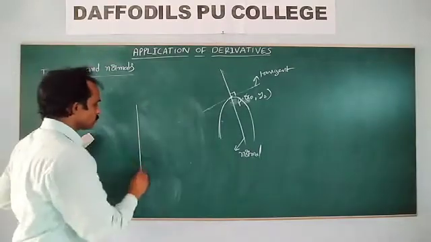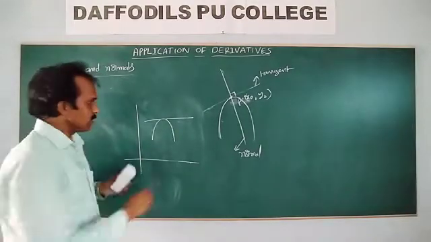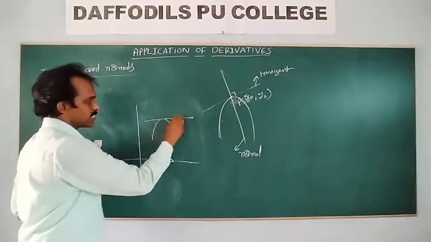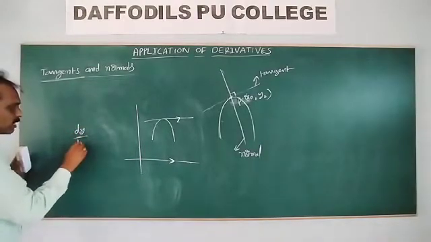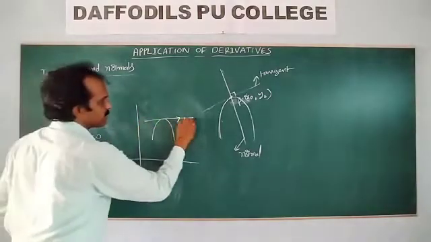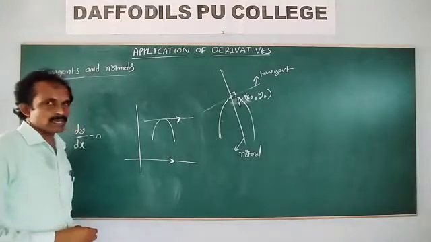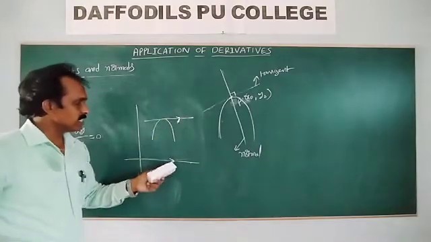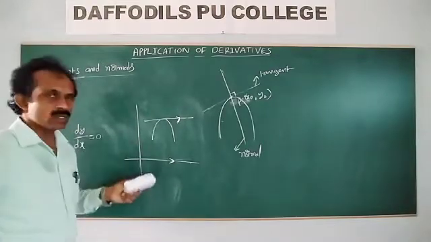Suppose the tangent is parallel to the x-axis. Then the tangent slope of the curve, dy by dx, is equal to 0 when the tangent is parallel to the x-axis. What is the x-axis slope? Generally the x-axis slope is 0, so if this tangent line is parallel to the x-axis, then the slope of the curve dy by dx is equal to 0.